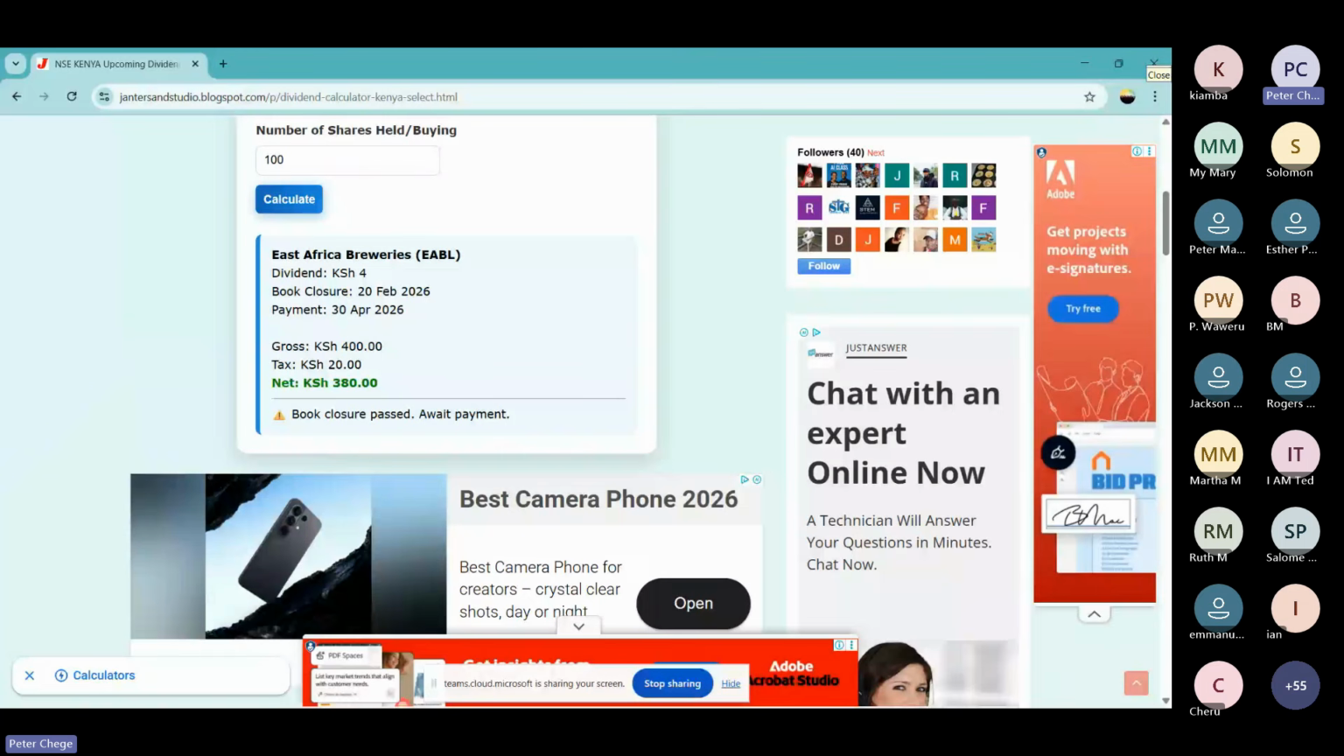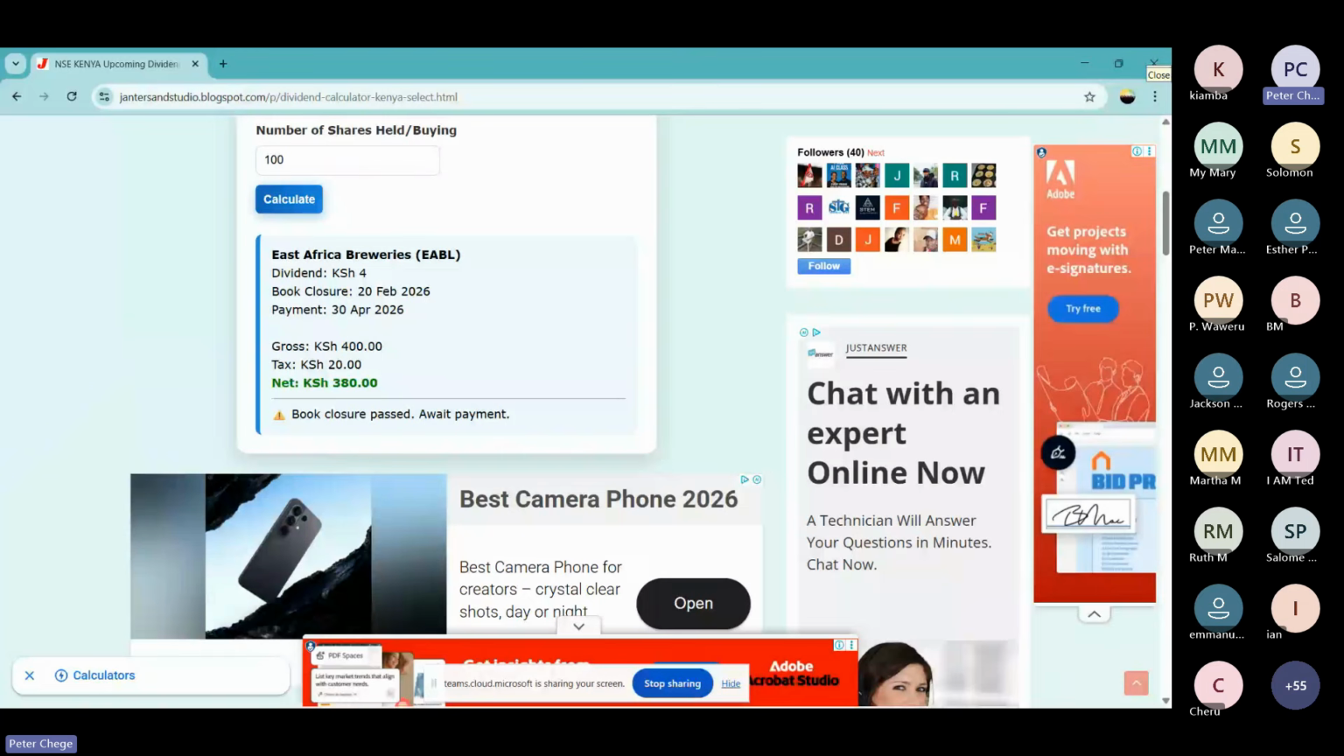If you scroll down, it has upcoming dividends. You just wait for it to load. You can work on it as a Kenyan or a foreign investor. You have a selection to make. I know it doesn't show the drop down, so let me share the entire screen so that you can see it. Hopefully you can see that.